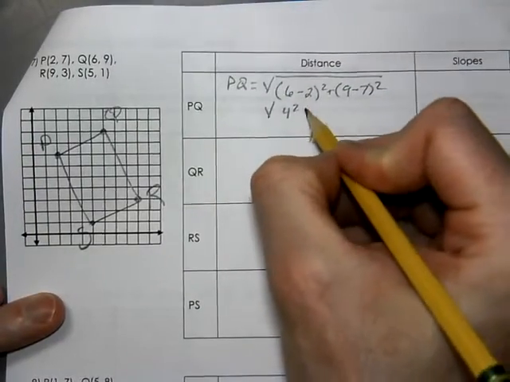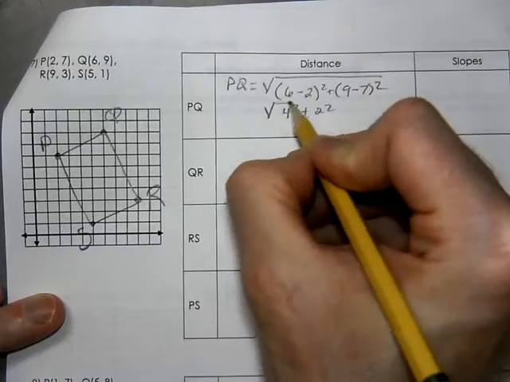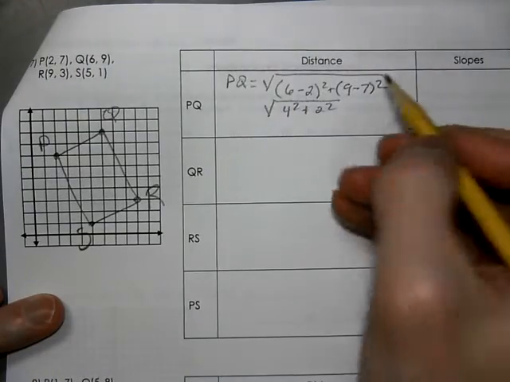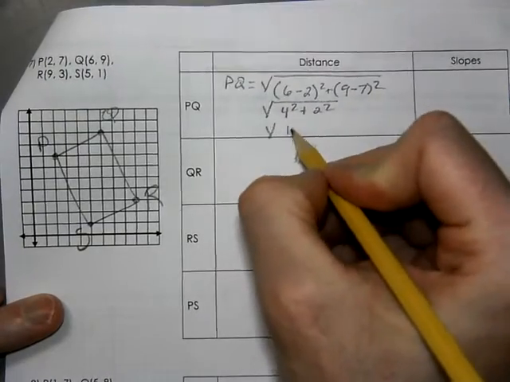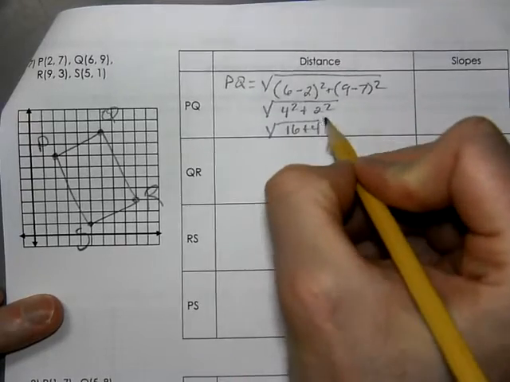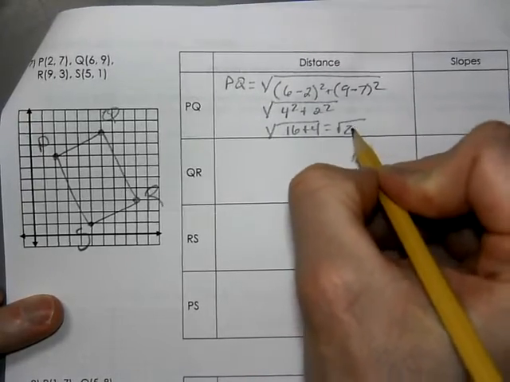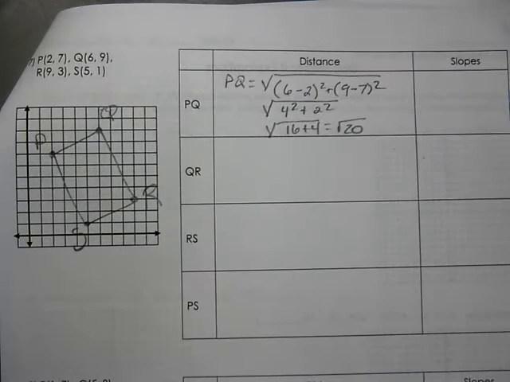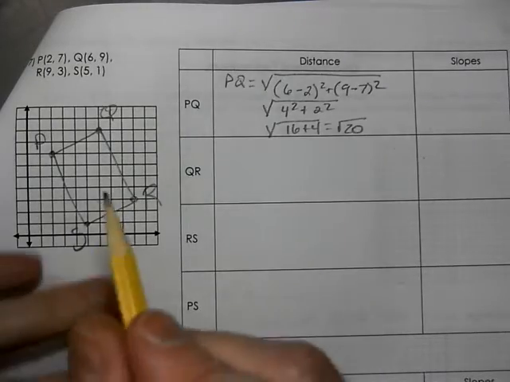So 4 squared and 2 squared. So we get the square root of 16 plus 4, which is 20. No need to worry about a decimal with that. You could simplify that if you wish, but we're just comparing, so square root of 20 is fine.